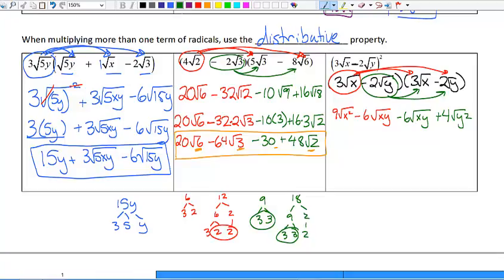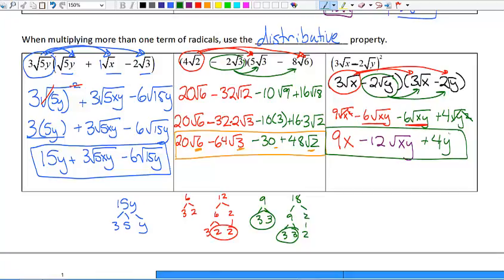Let's go ahead and simplify what we can. In the red, I know the square root of x squared, the square root and the square undo each other, and I'm just left with x, 9x. These two middle ones, I can tell you that they're going to combine. Negative 6xy minus 6 more xy. They're like terms. There's nothing that can reduce, but they are like terms, so we're going to add them together to get negative 12 xy. And then on the last term, I have plus 4. The square root of y squared undoes each other, and you're just left with 4y. And that is my final answer.